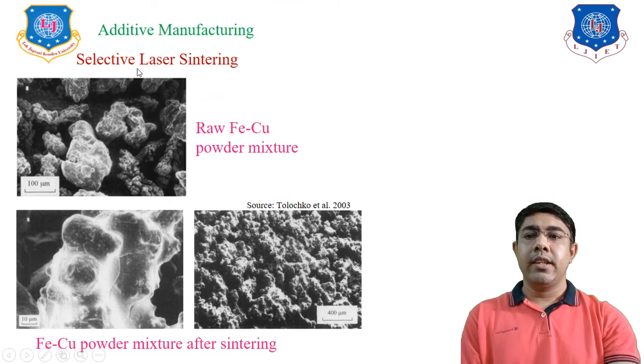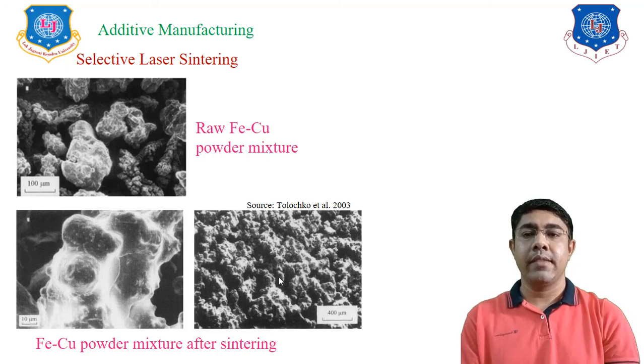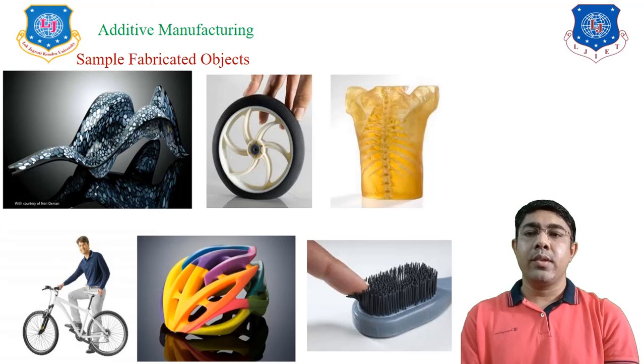If you look at selective laser sintering, here I show the raw material, an FeCu powder mixture, and after sintering you can see the sintered particles of the powder, which can be built into a solid. This is the principle used to make 3D components by selective laser sintering. Here I show some examples fabricated by the additive manufacturing process. Here you can see the examples.